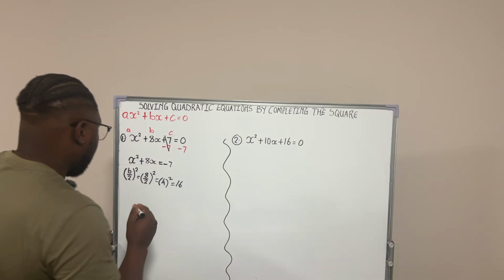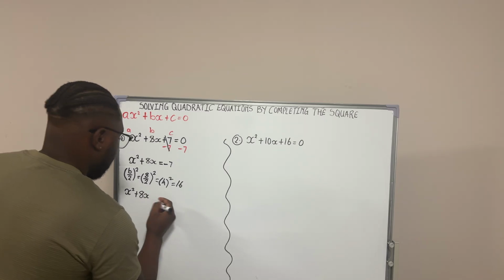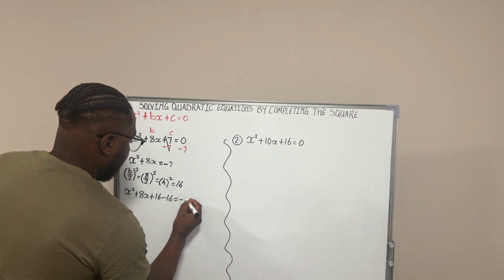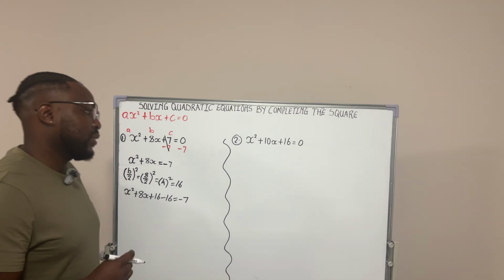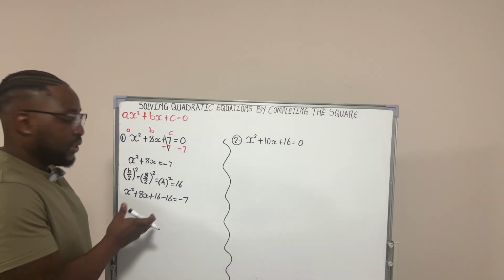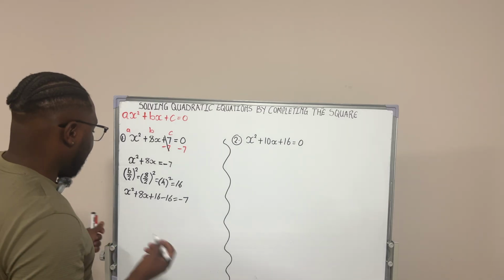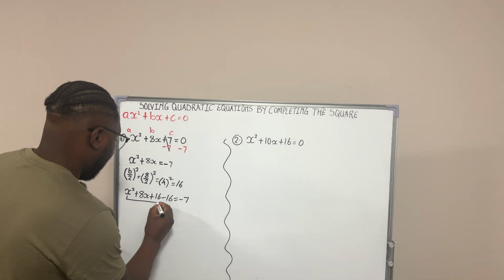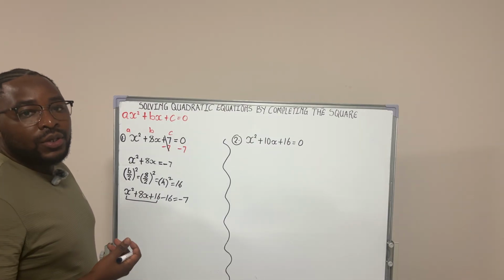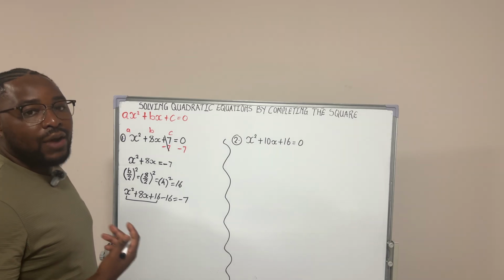We shall then have x squared plus 8x, we add plus 16 minus 16 equal to negative 7. Now what will be our next step? Our next step will be simplifying the left side of our equation. Let us start by simplifying this expression over here. This is a perfect square trinomial, so we just have to factorize it into a squared binomial. And how do we do that?